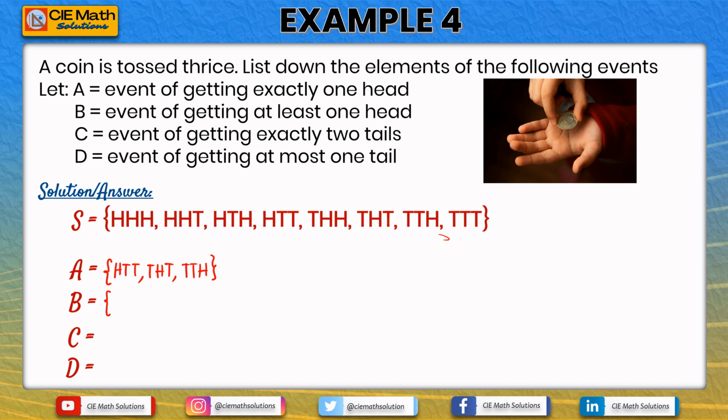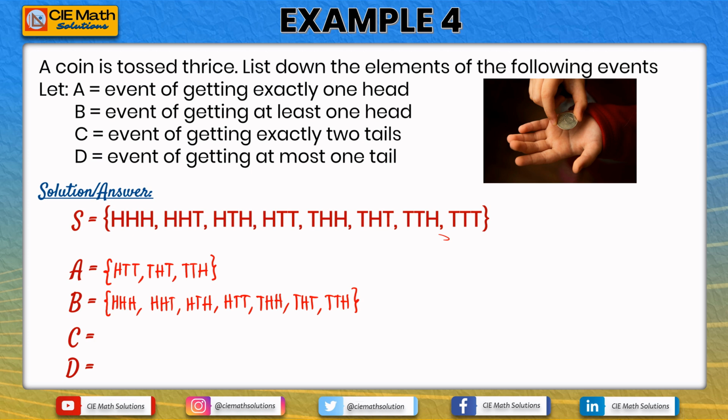If we take a look at the elements of the sample space, we have head, head, head containing 3, head, head, tail containing 2, head, tail, head containing 2, head, tail, tail containing 1, tail, head, head containing 2, tail, head, tail containing 1, tail, tail, head containing 1. The only one left on the sample space is tail, tail, tail because this does not contain any head at all.